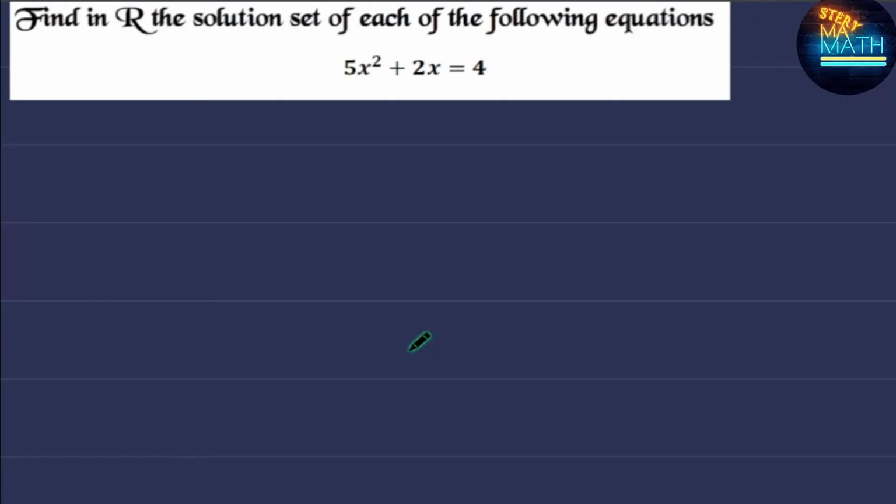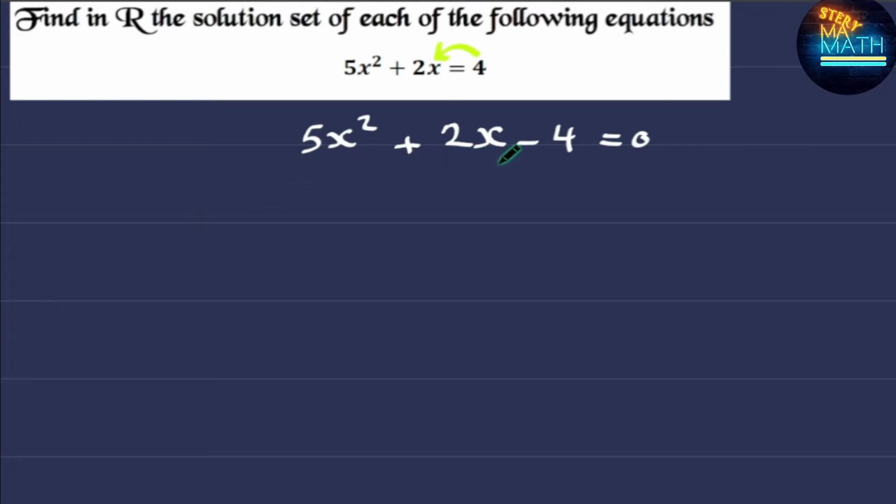Find in R the solution set of each of the following equations. 5x squared plus 2x is equal to 4. Now here, you may notice that the equation is not in the standard form. I mean you have is equal to 4 on the other side, but it should be 0. So we have to move 4 to the other side in the opposite sign to make it equal 0, right? So 5x squared plus 2x, moving 4 to the other side, it will be negative 4, and then is equal to 0. Now it's in the standard form.